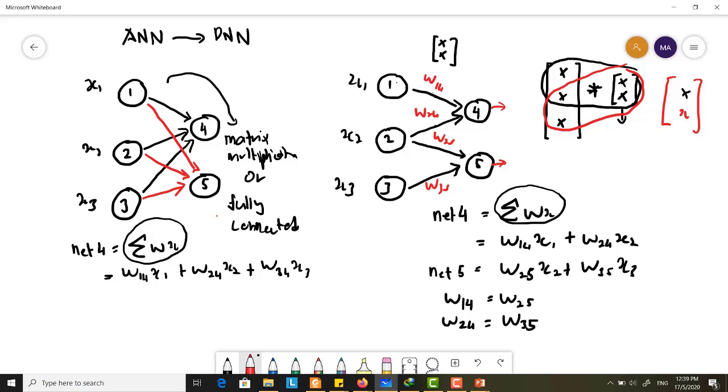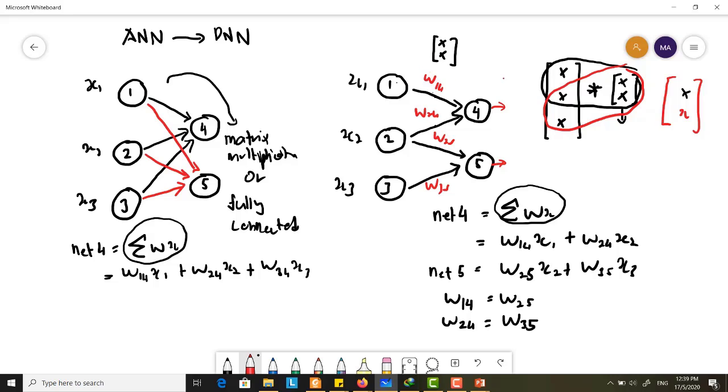By applying the convolutional operation, one advantage is that the number of Ws used in each and every layer is very small as compared to this one. And another good thing is that the W is shared.